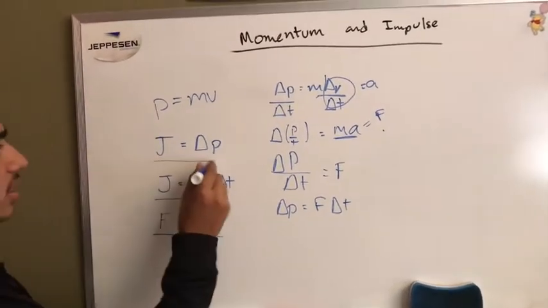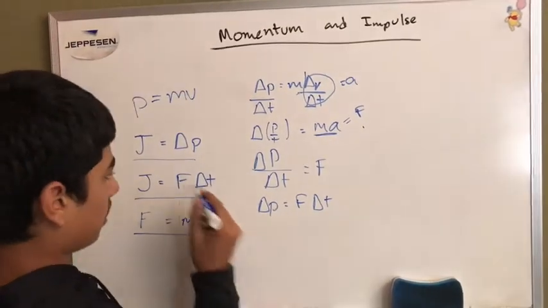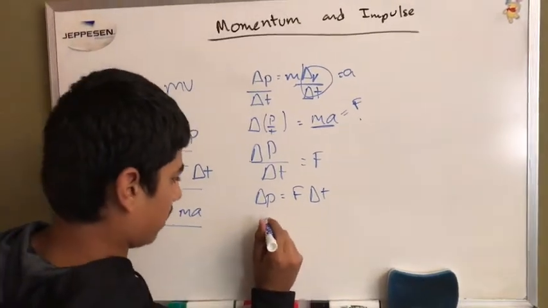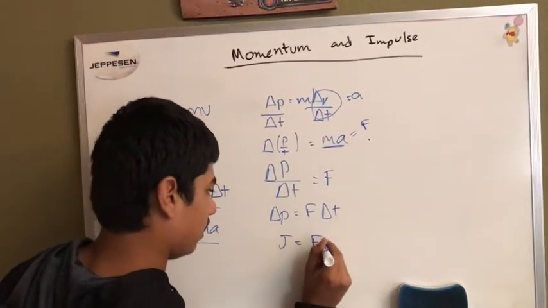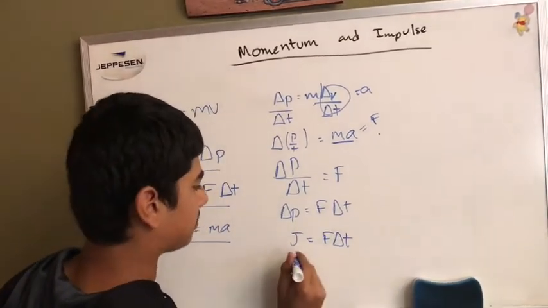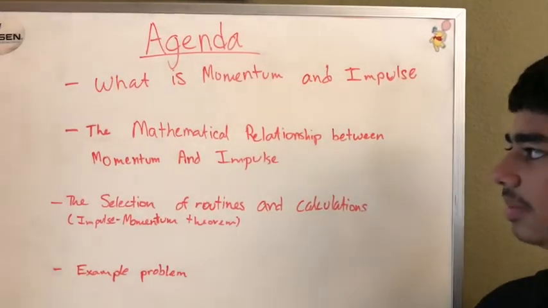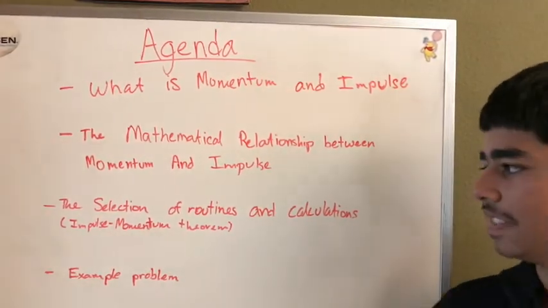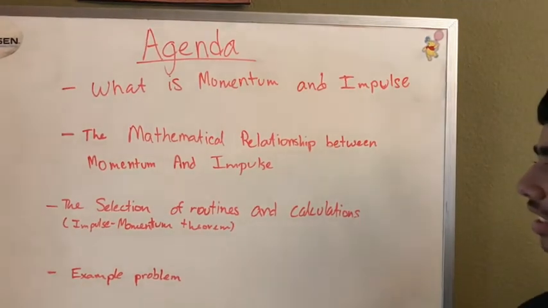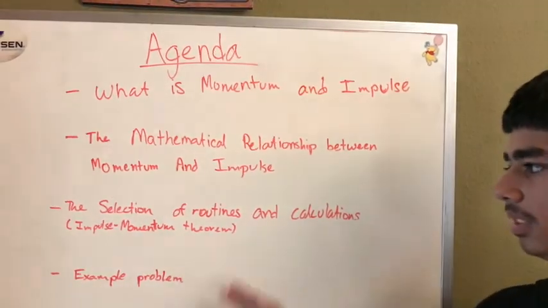Given that J equals delta P, we're just going to substitute J for delta P, and we'll get J equals F delta t. Now that we've gone over the mathematical relationship between momentum and impulse using Newton's second law, let's go over the selection of routines needed to solve a problem using the impulse-momentum theorem.